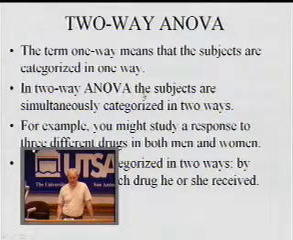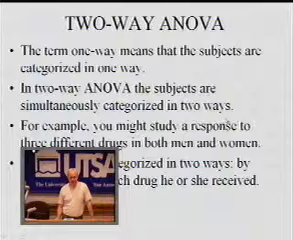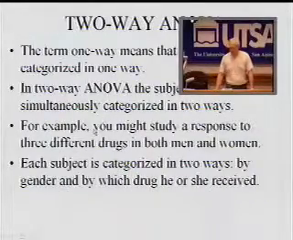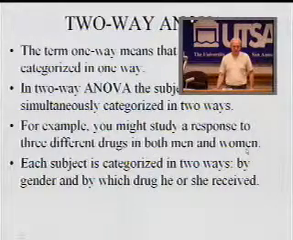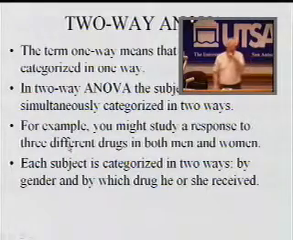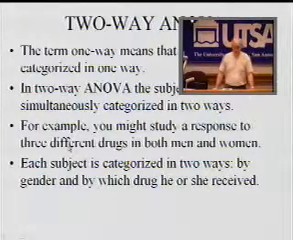So the term one way means that the subjects are categorized in one way. In the two-way ANOVA, the subjects are simultaneously categorized in 2 ways. For example, you might study a response to 3 different drugs in both men and women. So we have one factor that's just categorical, but the other factor has some numerical distinction.